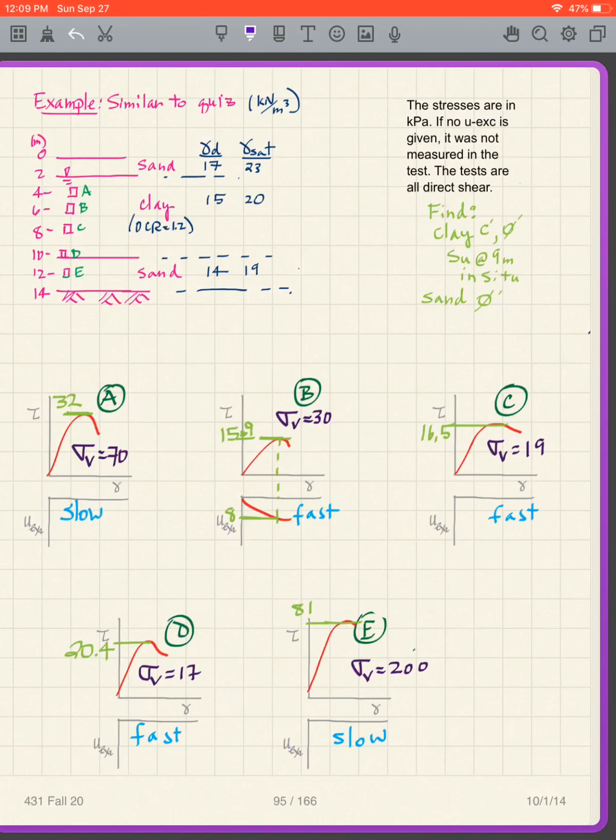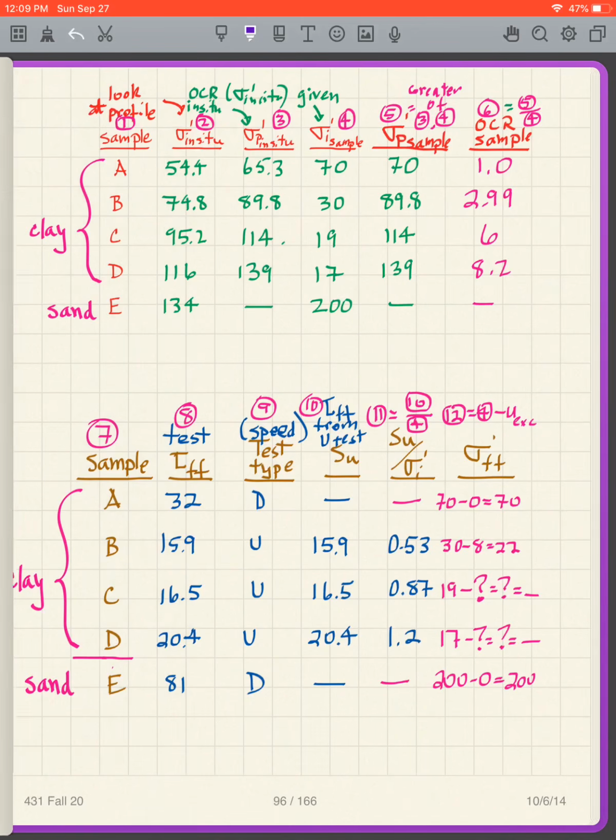So you have to pay attention to, if this is the drained test, I can't get my undrained strength from a drained test. And notice no excess pore pressure was measured for that one. For these two that are fast, and if it's slow, we know the excess pore pressure is 0. The excess pore pressure is 0 with the slow ones. But, all right, how do we handle this now that we've done it?